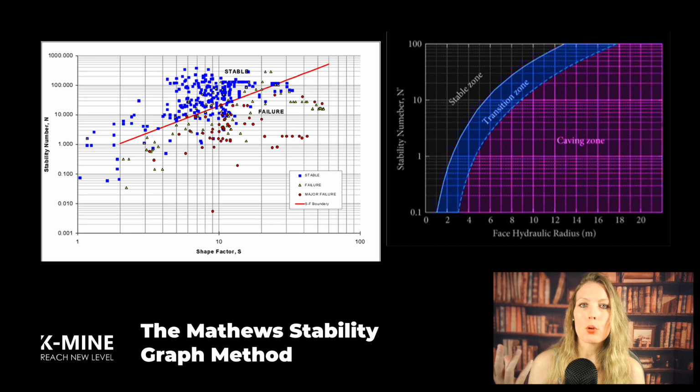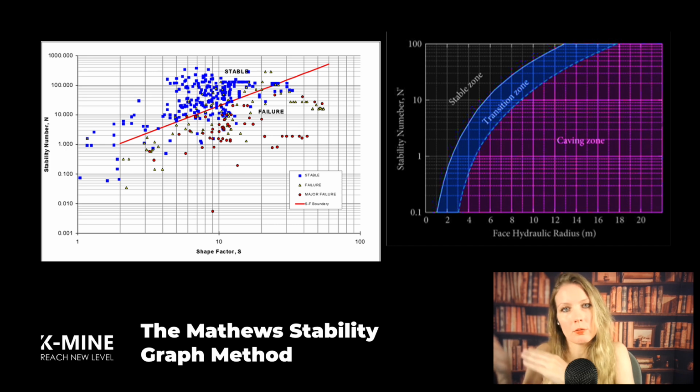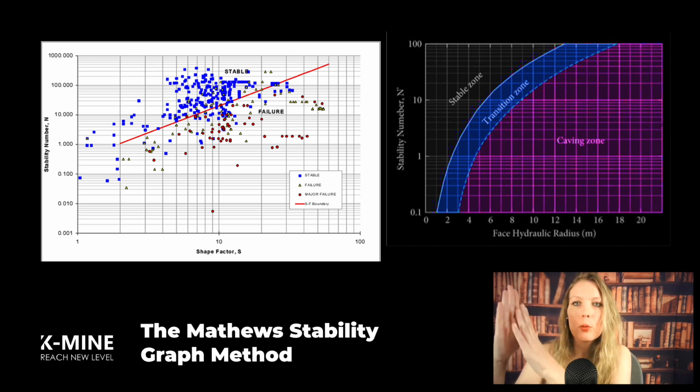One widely used approach is the Matthews stability graph method, which assesses the stability of stope walls based on empirical data from previously mined stopes. This method classifies the rock mass using the stability number defined by three key parameters: rock quality designation, joint set orientation, and stress conditions. Engineers can figure out if a stope is going to hold up by plotting the stability number against something called the hydraulic radius.